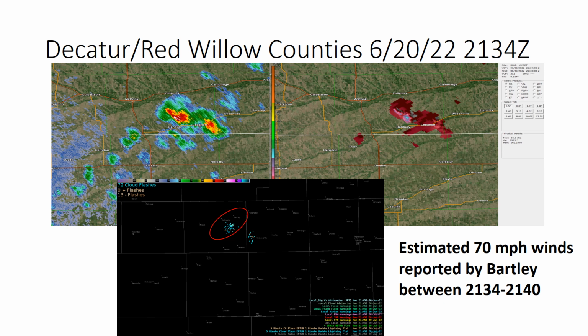Moving on now to 2134Z, you can see there was a significant uptick in lightning with the storm of interest as well. There's a very pronounced KDP core. And then roughly 5 to 6 minutes after this radar grab, we had an estimated 70 mile per hour winds reported by Bartley.